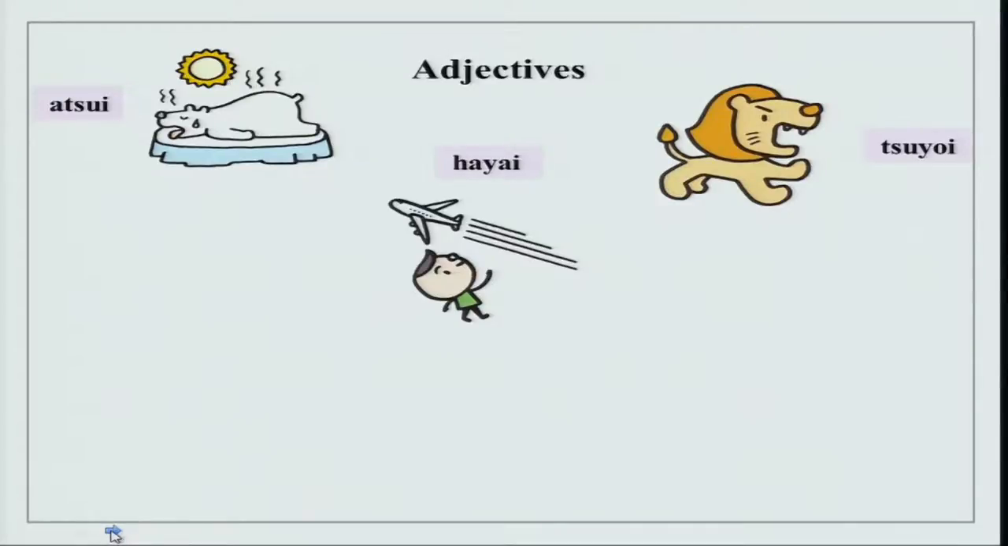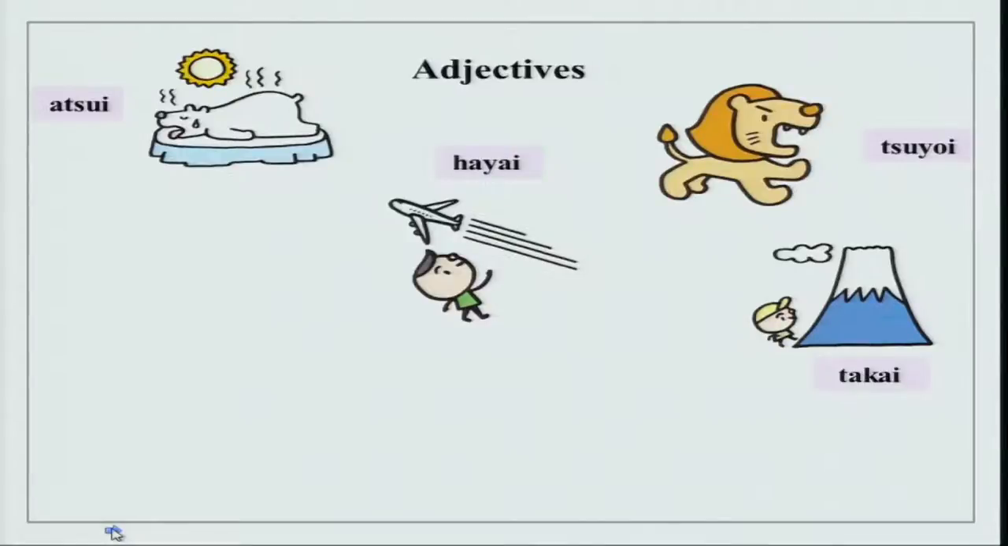Hayai is fast, quick. Also early sometimes. There is a mountain and a small boy over there. So, well, what is it? Takai. Takai as in height, and takai also is expensive. Something is very, very expensive.